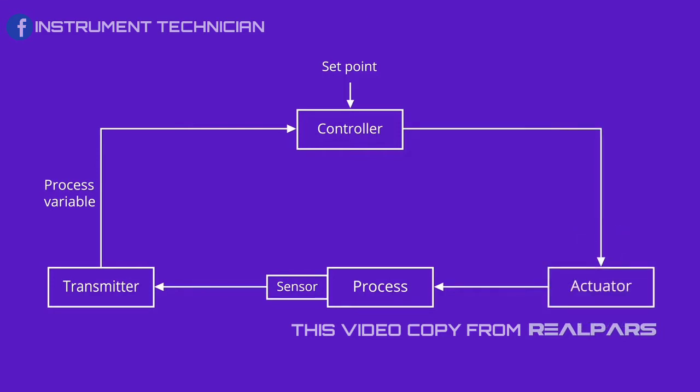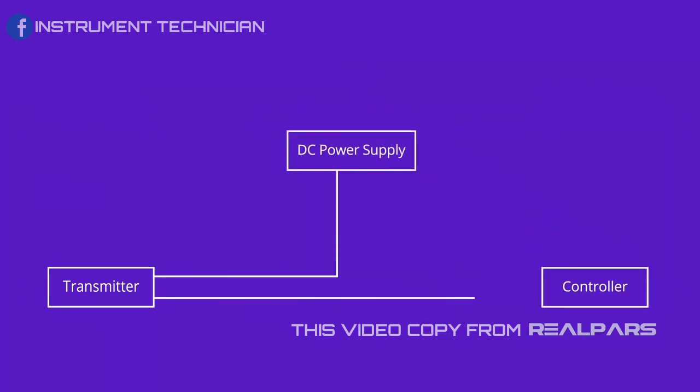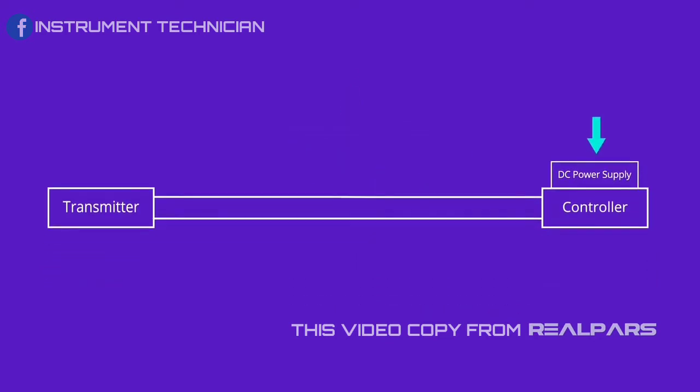All right, now that we've discussed the two control loops of an industrial feedback control system, let's look closer at an analog input control loop. Most analog input control loops are connected in a two-wire configuration, which requires a DC power supply. In some cases, the power supply is external, and in other cases, the power supply is part of the PLC or DCS. The transmitter signal is usually 4 to 20 milliamps.